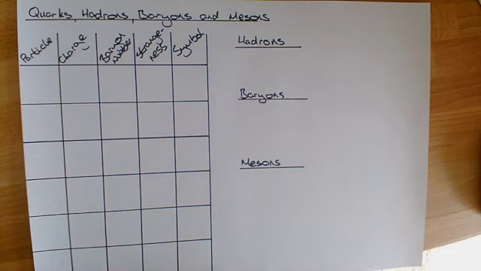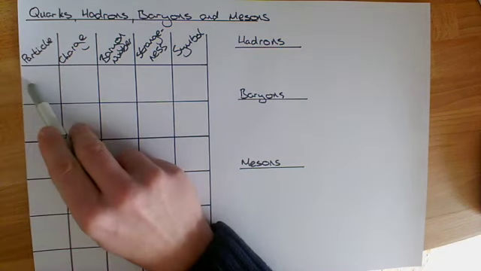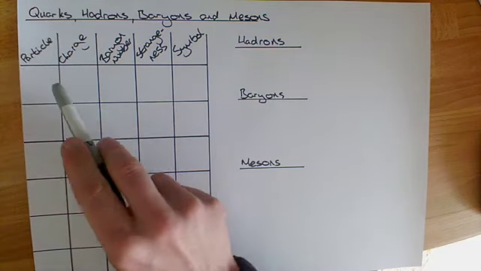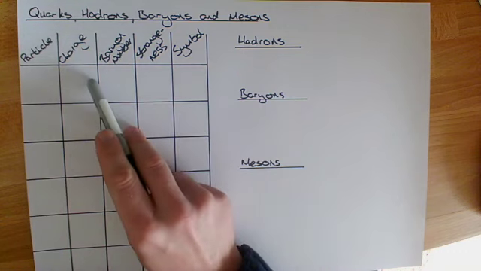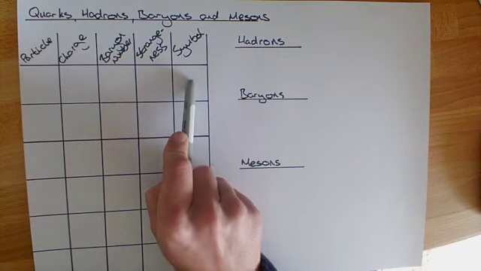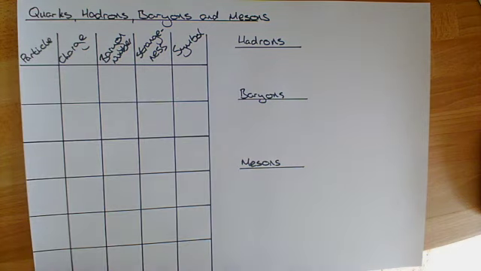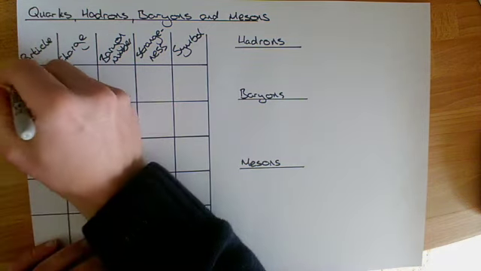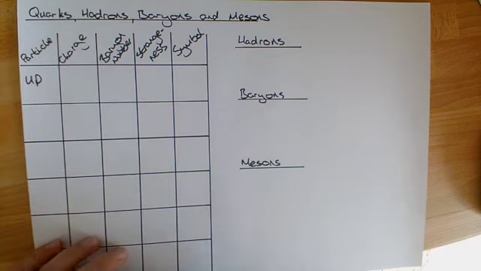Okay, so I'll get started. I'm going to talk first of all about the types of particles and the properties that go with them. So we've got their charge, their baryon number, strangeness, and their symbol. And the first one I'm going to talk about is an up quark.